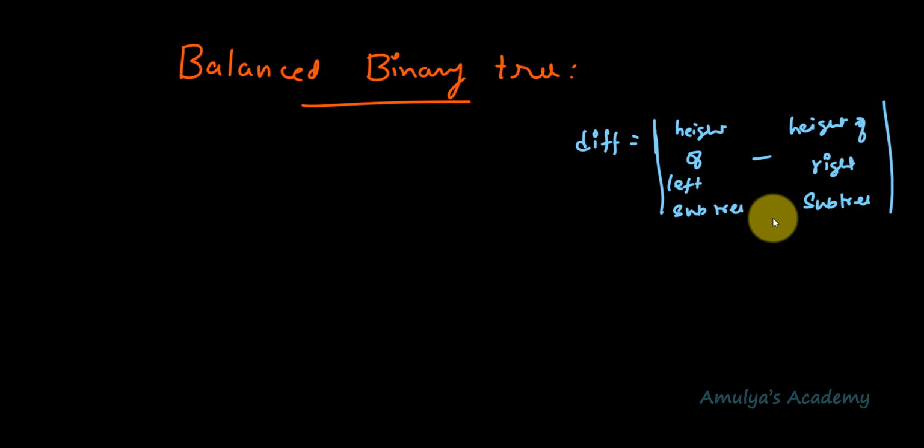So this is the formula to find out the difference. And you need to find this difference for every node of the given binary tree. And this difference should be less than or equal to 1. If it is less than or equal to 1, then that is a balanced binary tree. And if it is greater than 1, then that is not a balanced binary tree. Simple, right? So let's see an example.